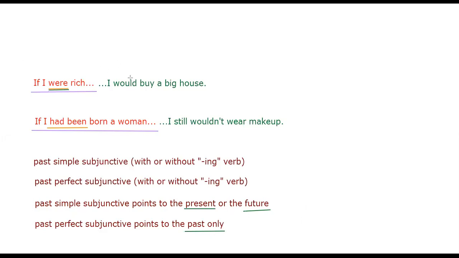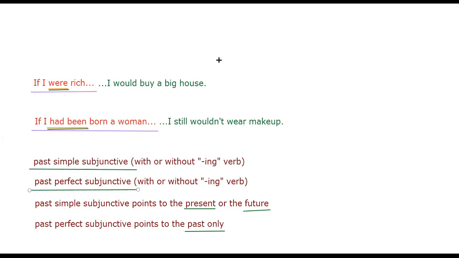If I were rich, because I'm not rich right now in the present. Compared to this example here, if I had been born a woman, because I wasn't born a woman in the past, but if I had been born a woman. So you can't say if I were born a woman. No, because we're talking about a past situation here, and were is for the present. Because even though these are both past tenses right here, one points to the present or the future, and the other points to the past.